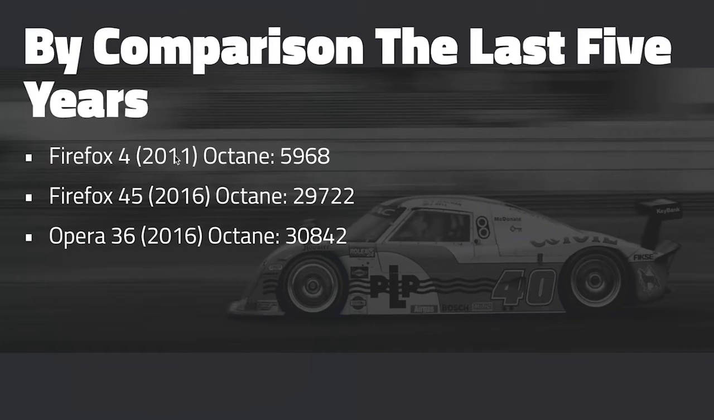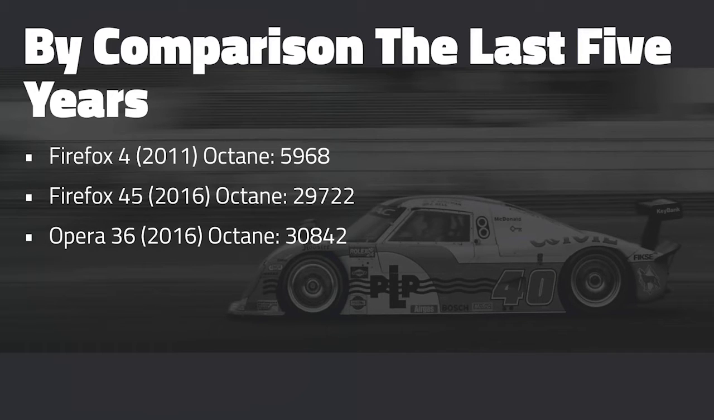The Firefox 4 version, which came out around 2011, got an Octane score. Octane's a benchmark Google runs, and it's a whole series of suites. The numbers might not scale linearly, but it does at least give us a bird's eye view of what we can expect. And we see about a 5x improvement between Firefox 4 and Firefox 45, the 2016 version I have. We're getting 5,968 as the overall Octane score in Firefox 4 on this machine, and the same machine scored 29,722.